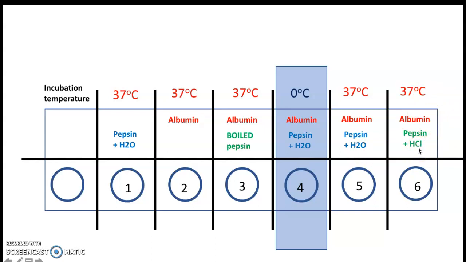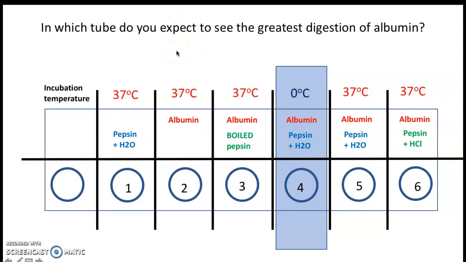So notice here that we are also going to be looking at the impact of temperature because we do have temperature that is varying. But we're also going to be looking for the effect of pH, as we've got one test tube here where the pH will be lower than the other tubes. And the question that I want to leave you with here is, in which tube, number 1 through number 6, do you expect to see the greatest digestion of albumin or protein? And what is that going to look like in terms of your Biuret test? So take a minute and think about that.